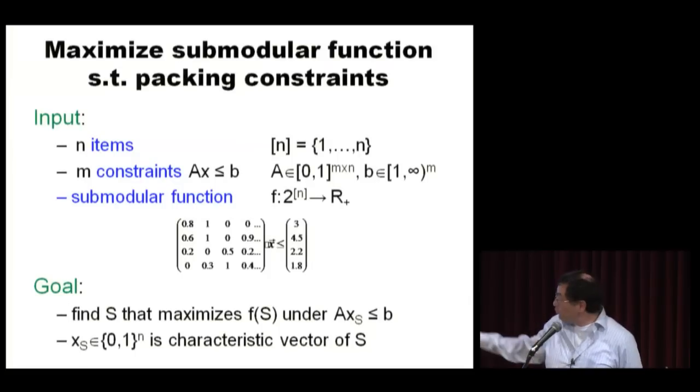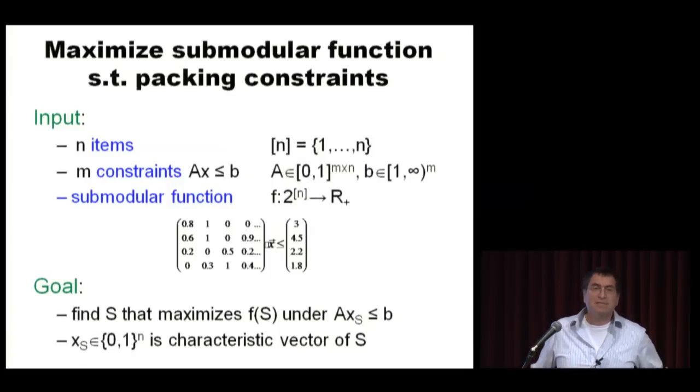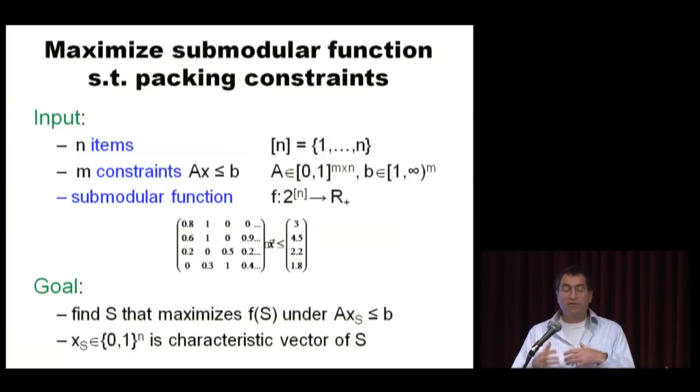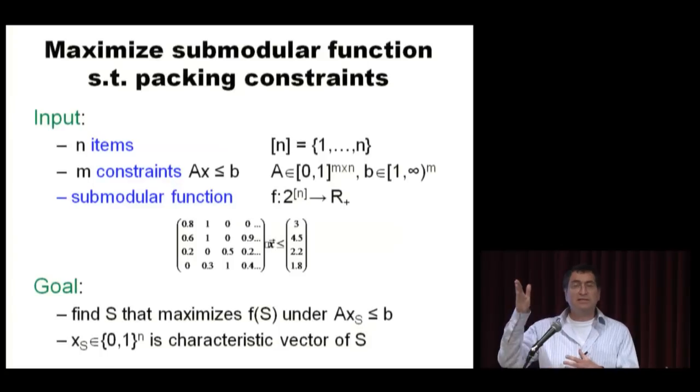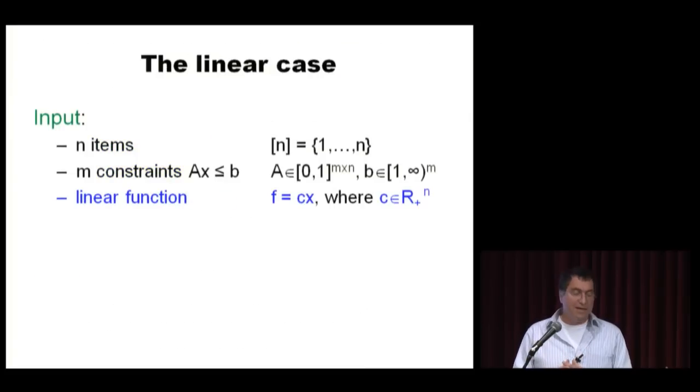We have here m constraints, each one of them a packing constraint. So we want to find a subset of the elements, make them 1, all the rest are 0, such that all constraints will be satisfied. Of course, for that case, you can choose everything 0. That's fine, but you want to maximize some submodular function on these variables.